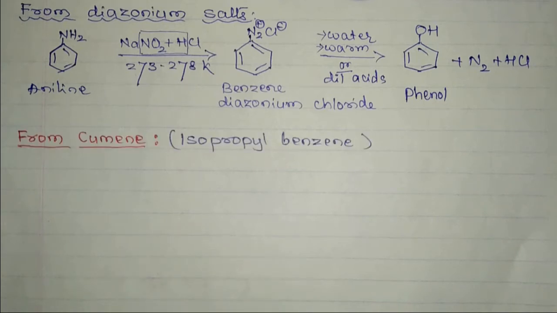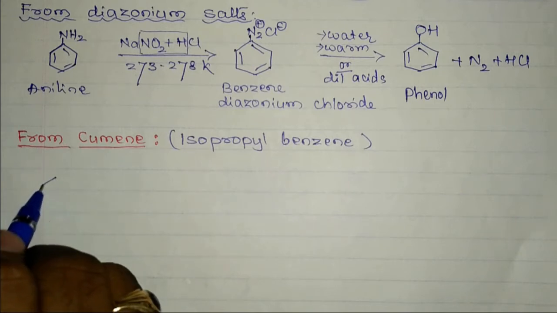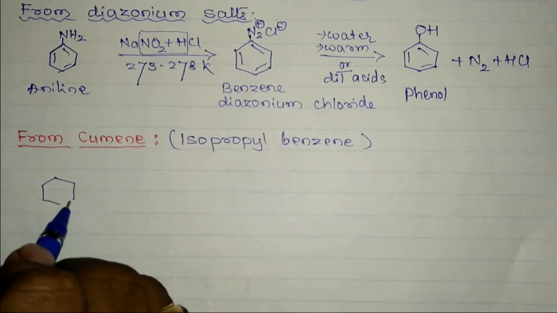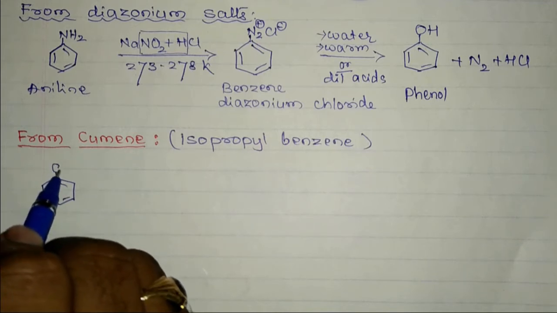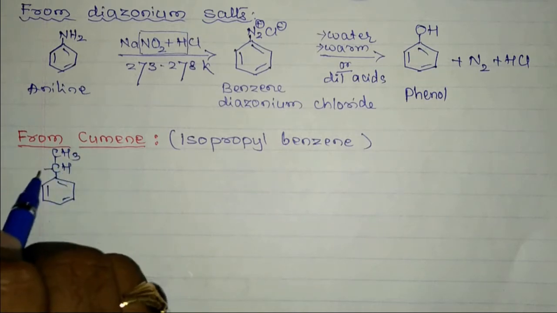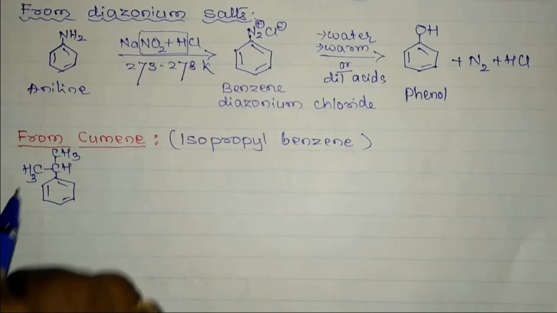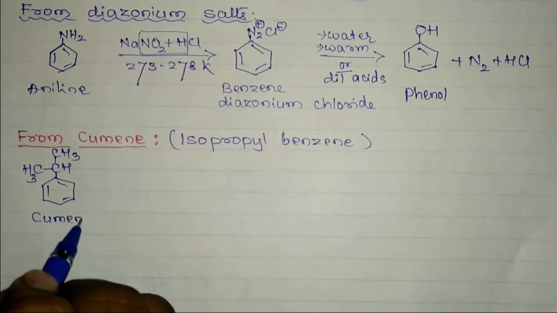Now we'll discuss preparation of phenol starting from cumene, and this is a very important reaction. Cumene is nothing but isopropyl benzene. First, we'll write the formula of cumene: CH, with CH3 and CH3. This is cumene, also known as isopropyl benzene.